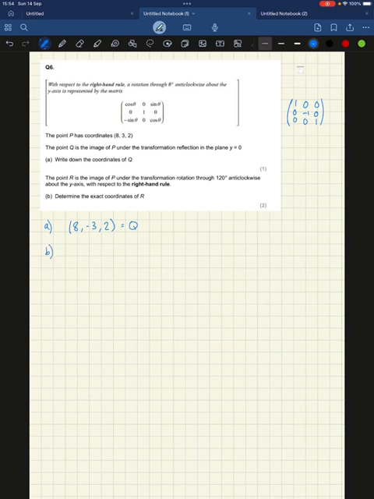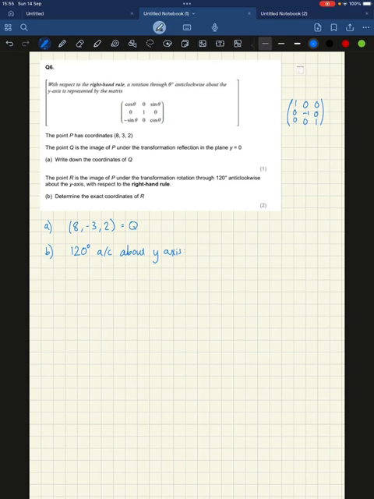Okay, now part B. The point R is the image of P under the transformation rotation 120 degrees anti-clockwise. So that's positive, so it's going to be 120 degrees and not minus 120, about the y-axis with respect to the right-hand rule. So that's basically plugging in 120 over here, in degrees, not radians. So let's write 120 degrees anti-clockwise about the y-axis.